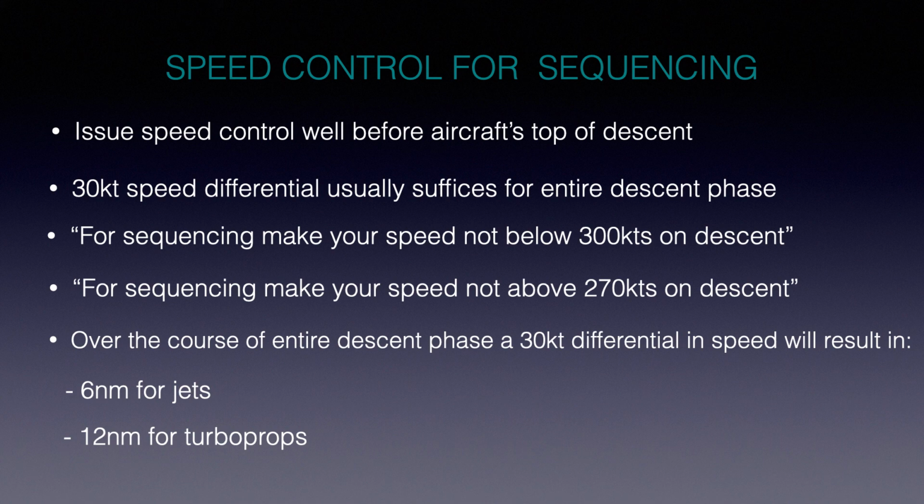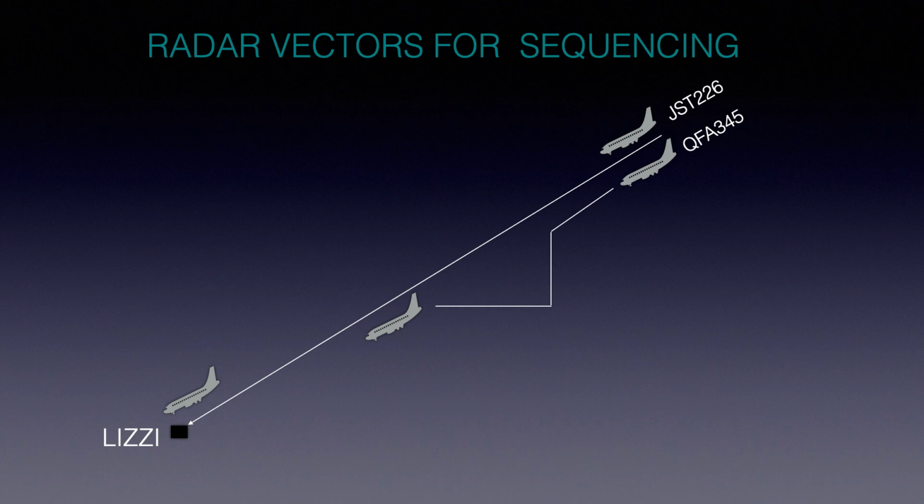Okay, so speed control was one tool that we can use for sequencing. Okay, radar vectors. This is my least likable way of doing things, and I'll show you why in a minute.